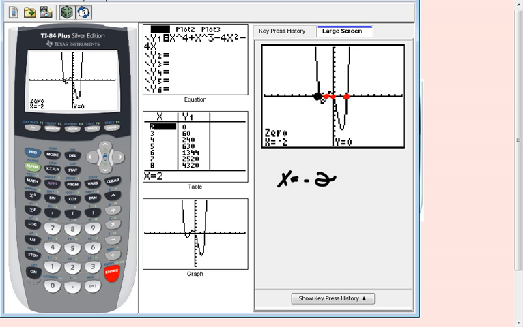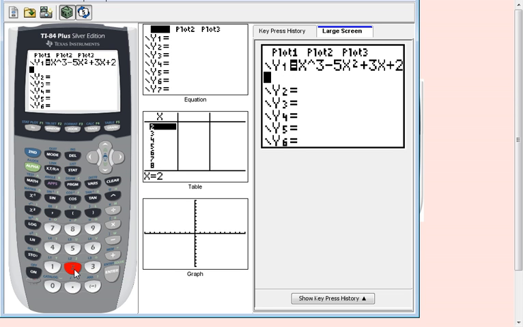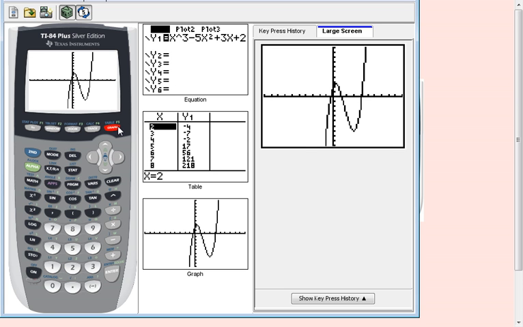Let's see. Yep, you can clear your other one. You got it. So go up to y equals, clear your other one. I'm going to clear all these. All right. So it was x cubed, right? Minus 5x squared plus 3x plus 2. All right, and we'll hit graph again. Good.